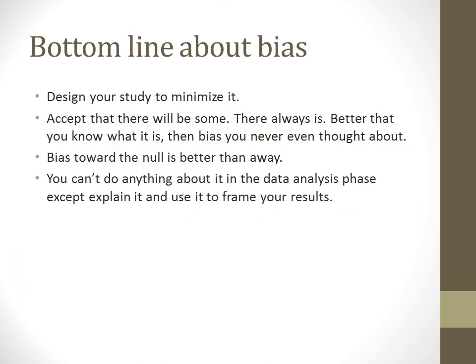So the bottom line about bias is that you should design your study to minimize bias, but there's always going to be some. It's better to know what it is. Better the bias you know than the bias you don't know. Bias towards the null is better, and you can usually figure out whether it's going to be that or not.